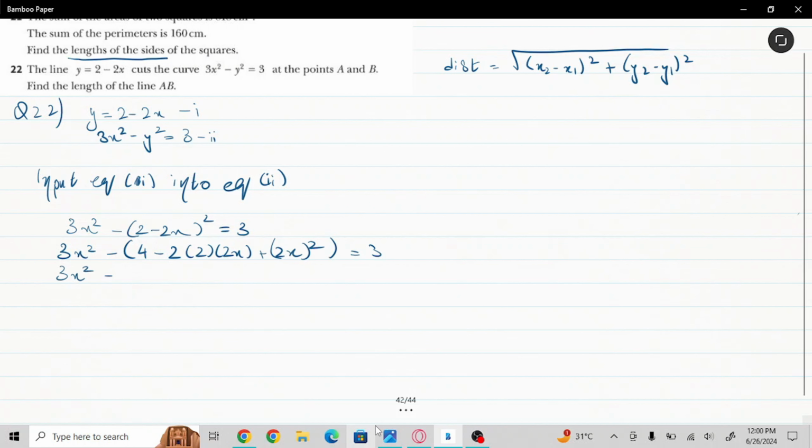3x squared minus, in a bracket, 4 minus 4, 2 to the 4, 4 to the 8 minus 8x plus 4x squared is equal to 3. So now what that gives us is we are going to open this up and simplify: 3x squared minus 4 minus positive 8x minus 4x squared is equal to 3.